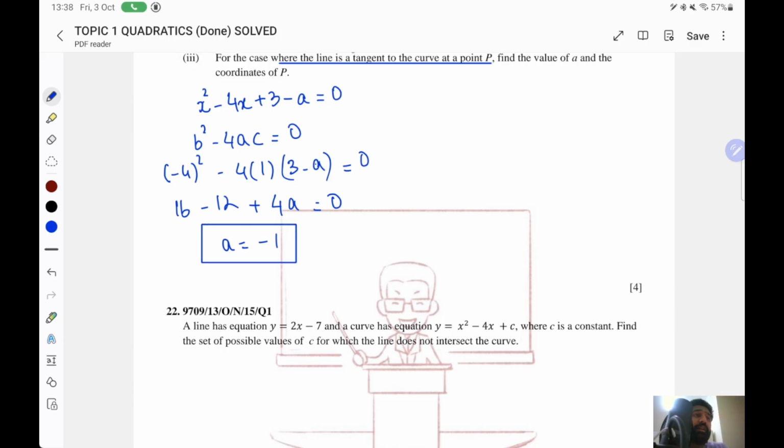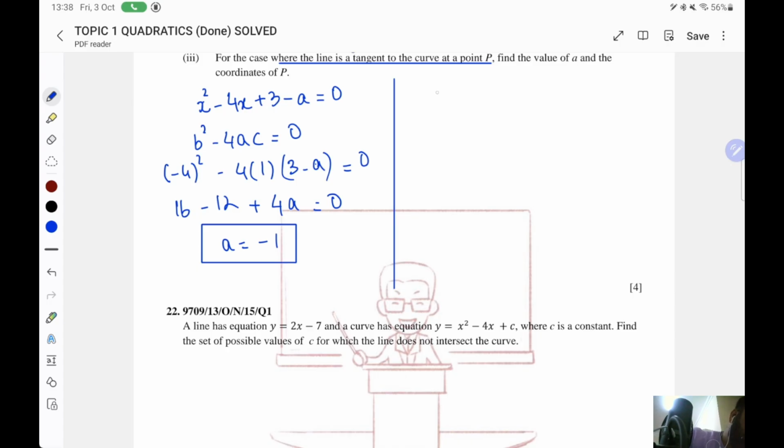Yeah, is that clear to you that the value of a is minus 1? We have found the value of a now, but he is saying you need to find out the coordinates of the point P, and P is that specific point where the value of a is minus 1. It is the place where the line and the curve are tangent to each other.